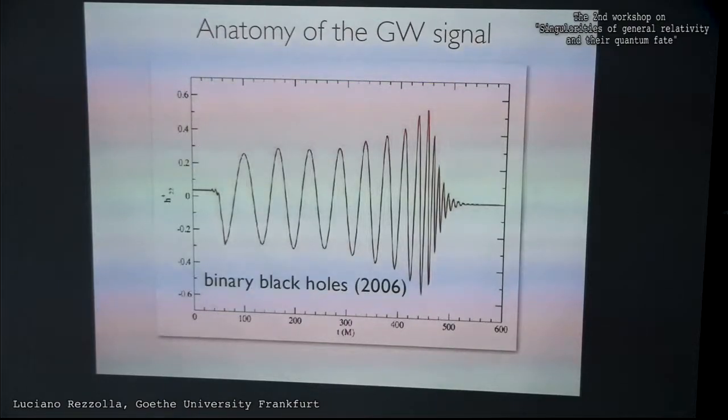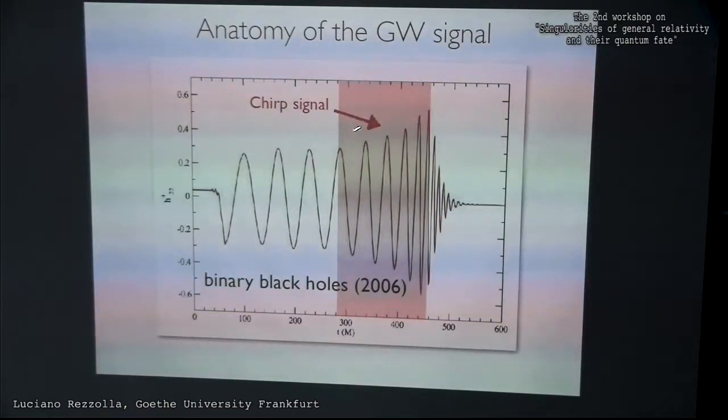So what you can appreciate here is that there is a chirp signal. That is the part of the signal where the amplitude grows and the frequency does.